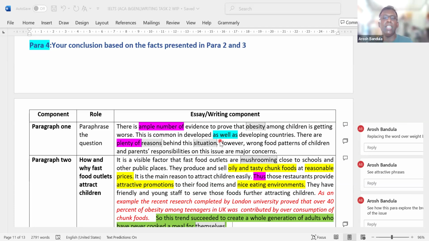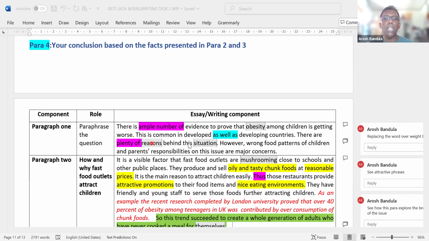That is great. The question says it is common in developed countries, but I am telling this is common in developed as well as developing countries. But no problem, when you are writing, you can say this is one of the very common, frequent issues in developed countries. Yes, no problem.